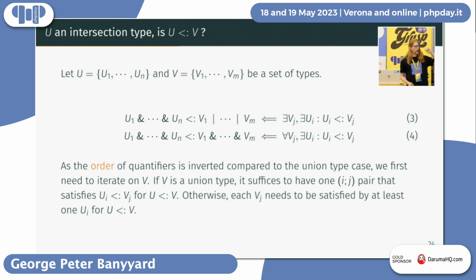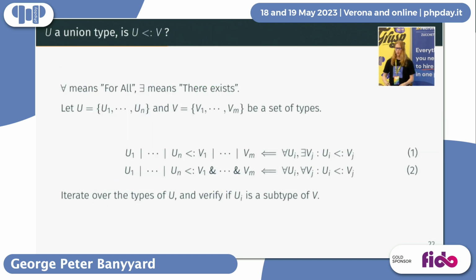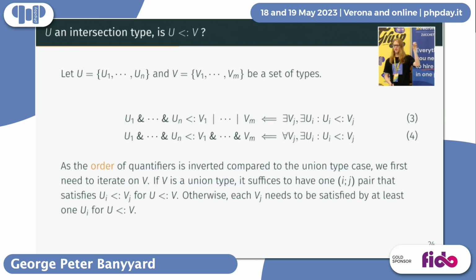So the there exist and the for all, we call these things quantifiers in mathematics. And if you look on the right-hand side, previously, if I go back 2 slides, we had the U before the V. Whereas here we have the V before the U. This simple change means that the order of the quantifier is being changed. We need to iterate over the types of V first, then over the types of U, which completely flips the previous logic.